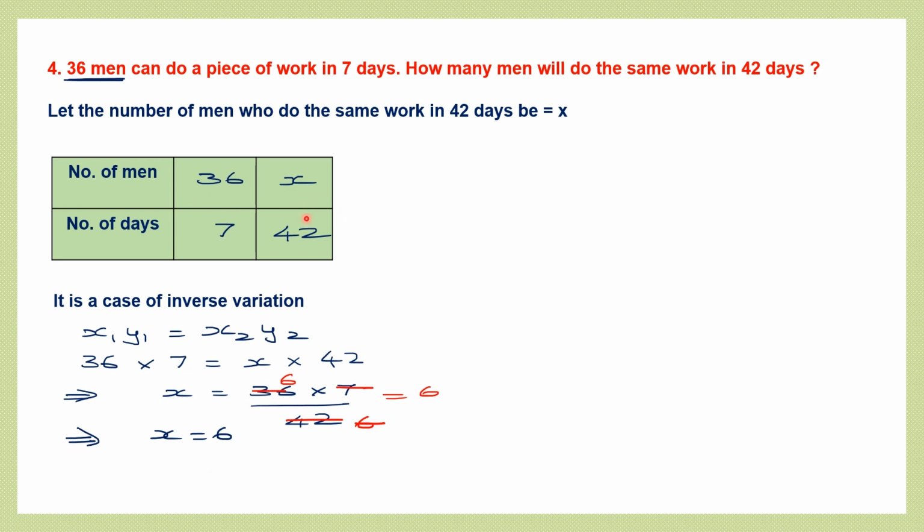So now can you see, when the number of days is increased, we need only 6 men to do the work. Here we had 36 men, so they finished in 7 days. Now there are more days and we need only 6 men. So the number of men who will do the same work in 42 days is 6.